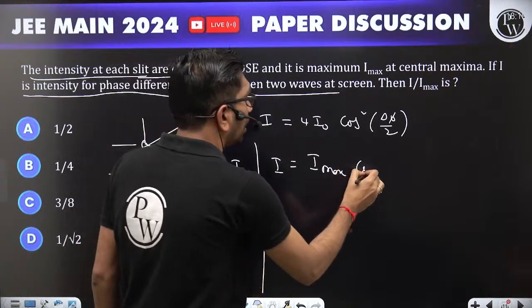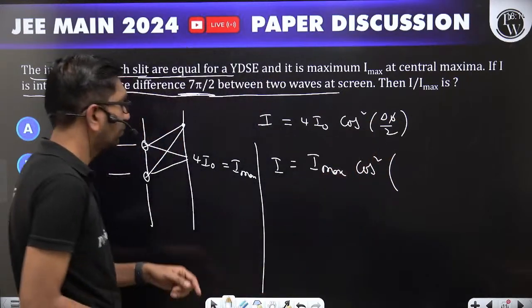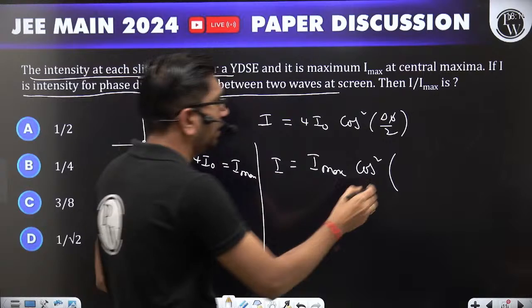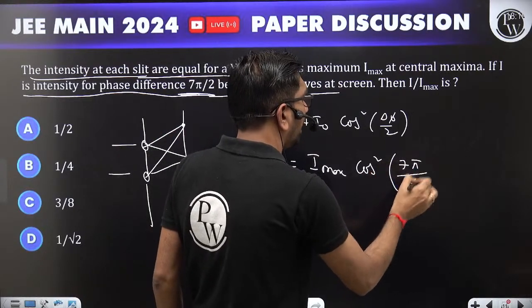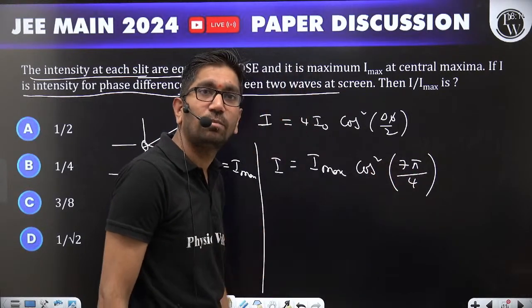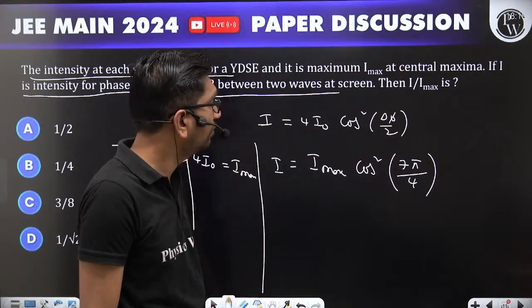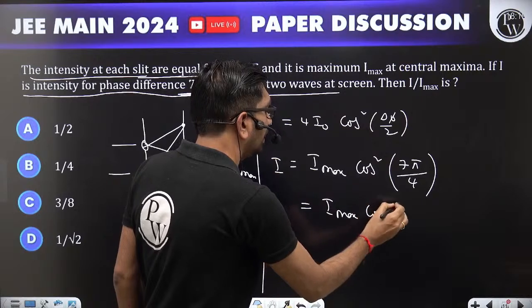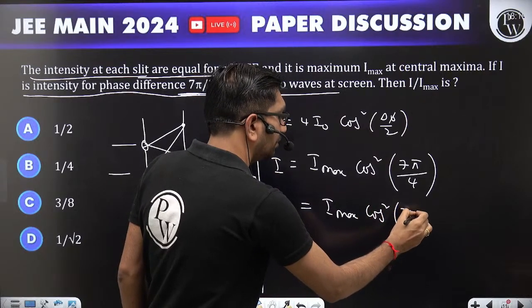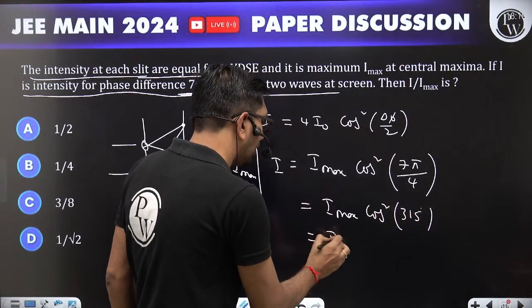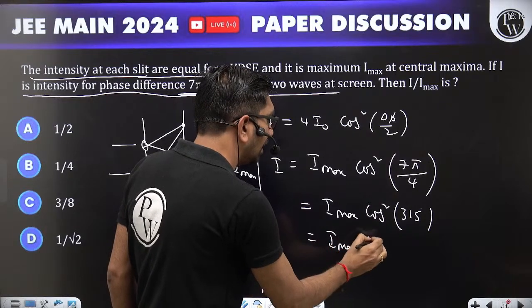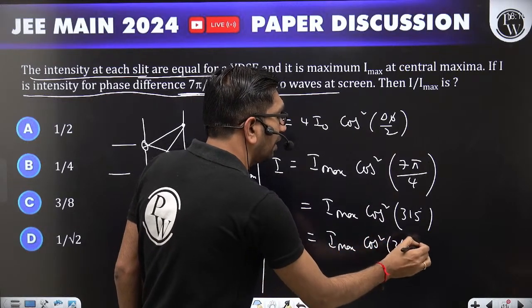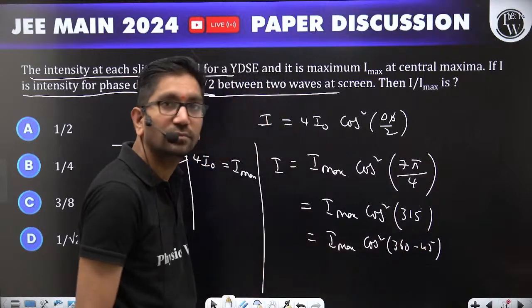Cos square, and the phase difference given is 7 pi by 2. So finally it becomes 7 pi by 4, which is 315 degrees. For this one, we can write it as cos of 360 minus 45.